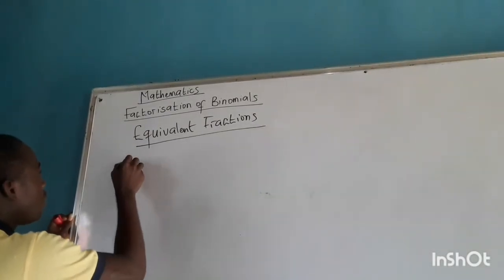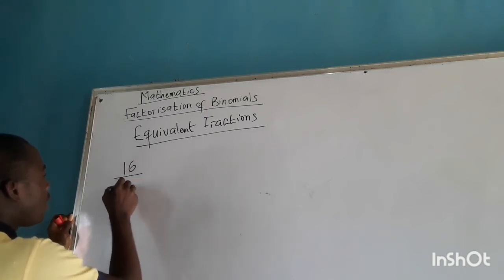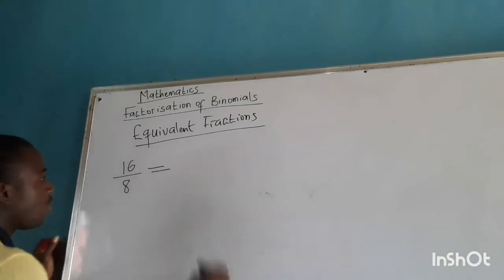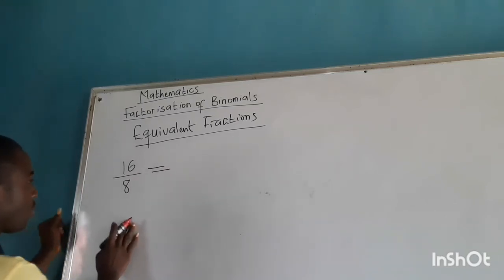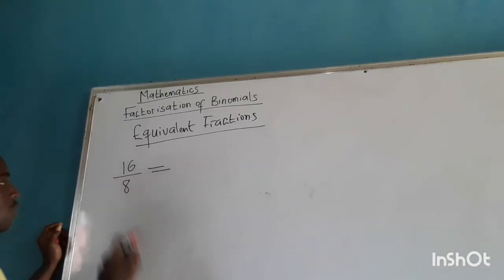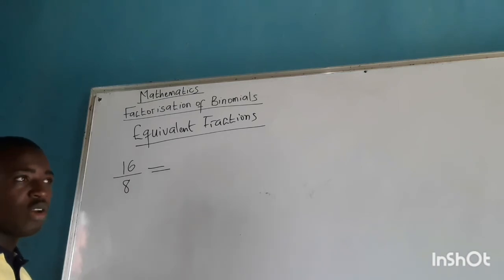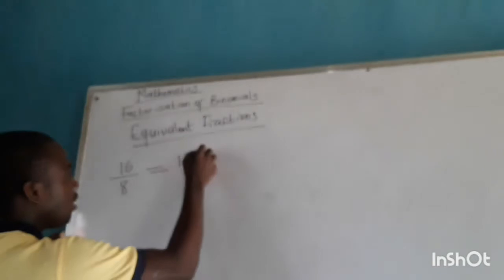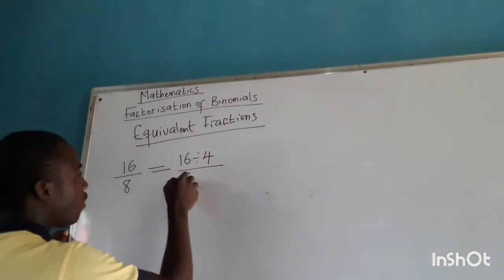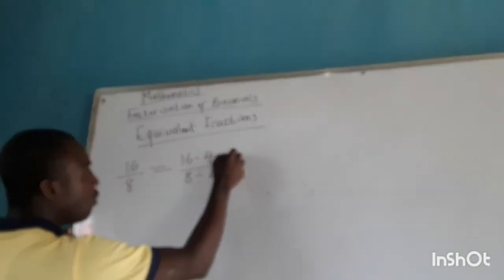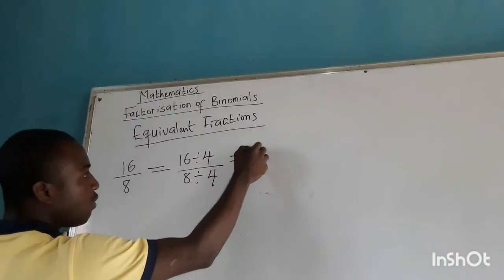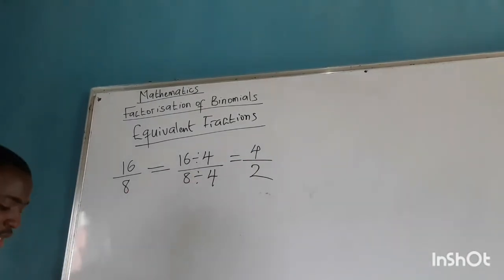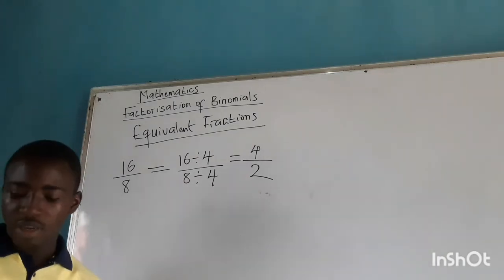Let's say you get 16 over 8. 16 over 8, if you want make am into equivalent fraction, wetin if you divide 16 by any number you can choose. Okay, let's say we are choosing 4, so you divide 16 by 4 all over 8 divided by 4. 16 divided by 4 is 4, all over 8 divided by 4 is 2. These two dey equivalent because when you divide them, you dey get this.